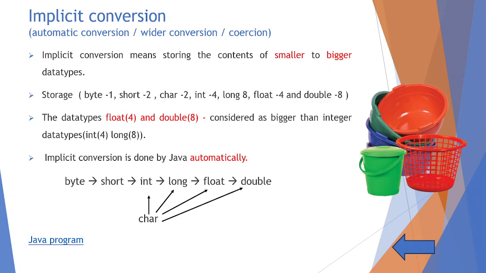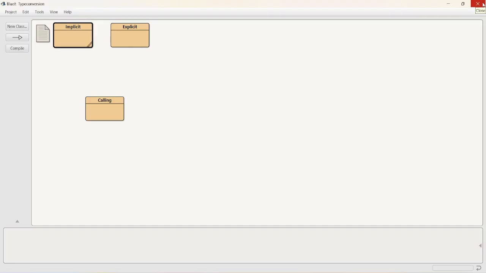Now character cannot be converted into byte and short, but it can be converted into 4 other types. Let's see 2 Java programs. One is that character is not allowed to convert into byte or short. Second, byte can be stored in double also, float also, long also, int also. And short can be converted into int, long, float and double, and so on. Let's see the Java program. Now implicit conversion.